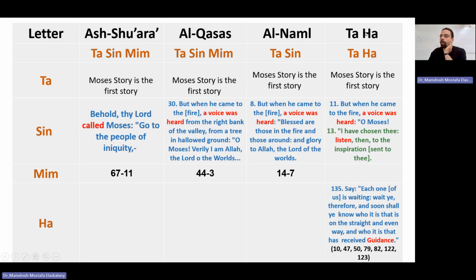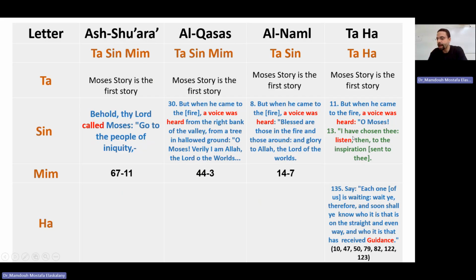But a question came to my mind. Taha does not have the letter seen. It is Taha; there is no seen in this combination. But still, it is sharing the same moment. The verse is saying, verse 11, "But when he came to the fire, a voice was heard." Again, it is saying the same thing, and seen is absent. But in this surah, we have something different that never happened in the previous surahs. In verse 13, God stresses that Moses can listen to him.